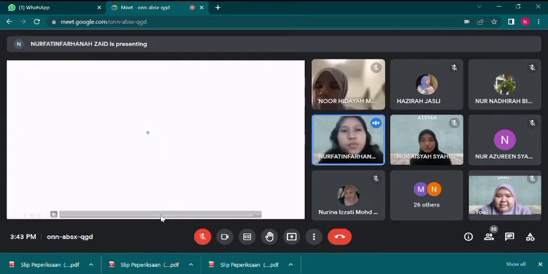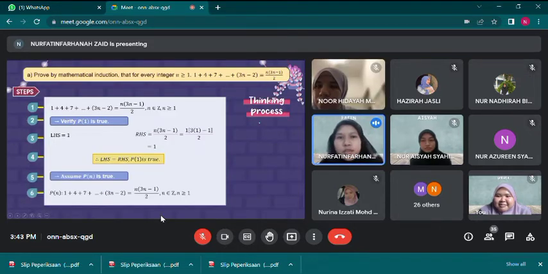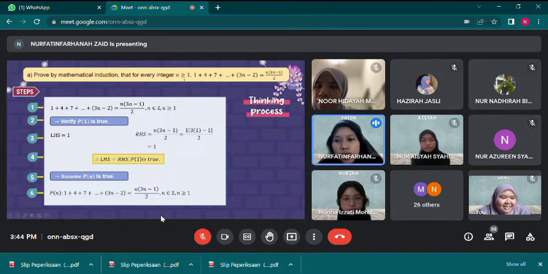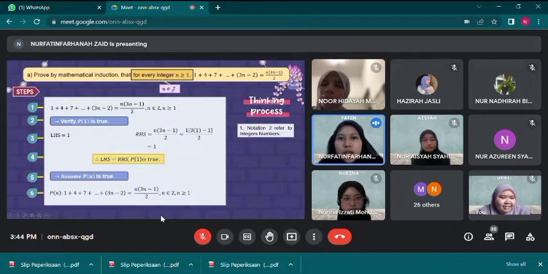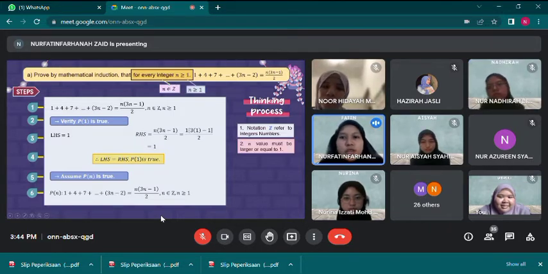Okay, I will continue with the thinking process for question A. For the thinking process, I will explain to you how the solution is conducted for question A. In this question, it is stated that for every integer n more than or equal to 1, n is an integer. That means n is an element of Z. The notation Z refers to integer numbers, and the n value must be larger than or equal to 1.